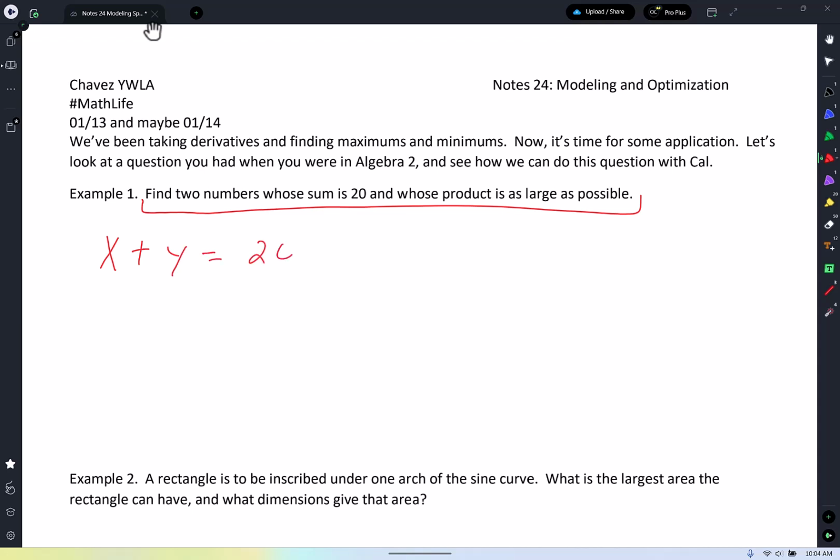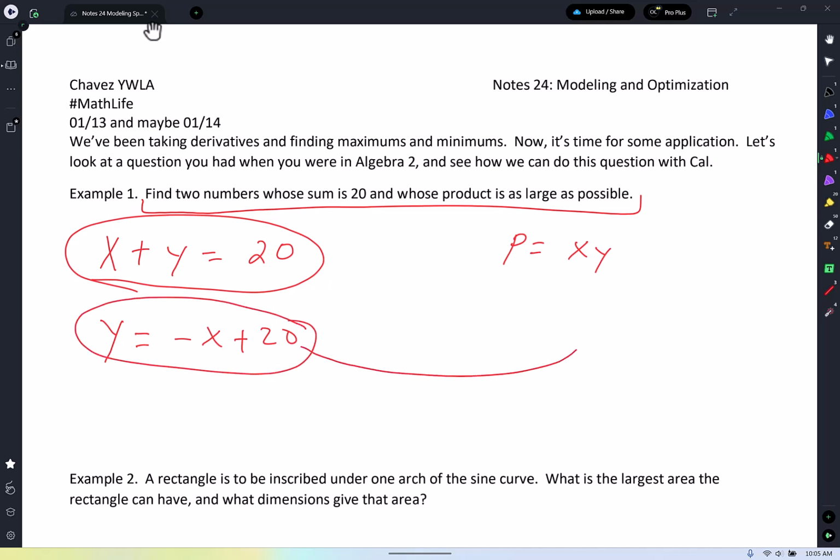Sometimes they call this a restrictive equation. And those same two numbers whose product is as large as possible. So I'm going to say P equals XY. And when you were in algebra, they probably told you to use your restrictive equation to come up with a model, y equals negative x plus 20. And then this is your y, that's your second number. I'm going to plug that in there. Product equals x times negative x plus 20.